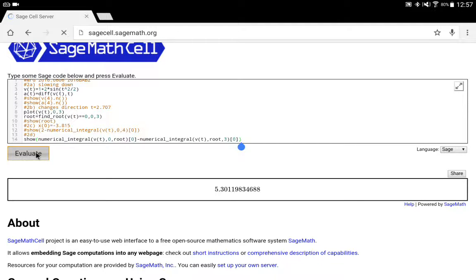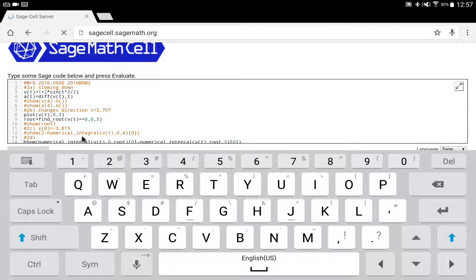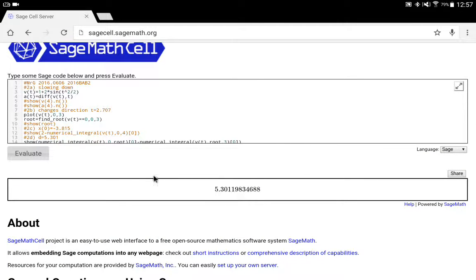There it is, 5.301. Okay, so the total distance traveled. Let's say D is about 5.301. There you go, perfect, done. I wish I could show you all the outputs at the same time, but the Wi-Fi is really not being cooperative. But you got it in the video.